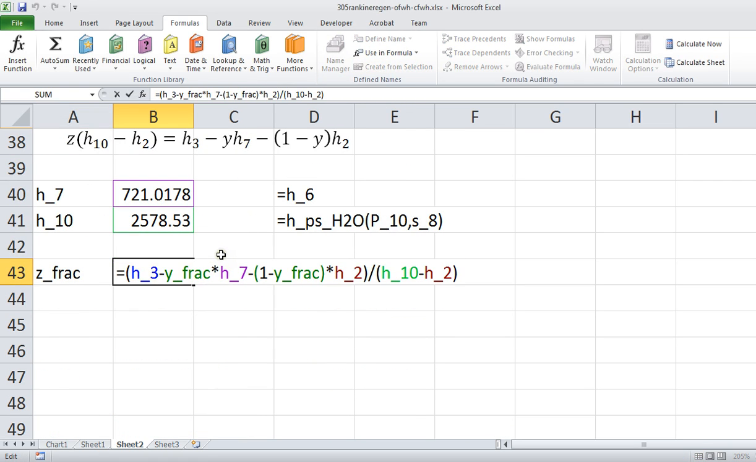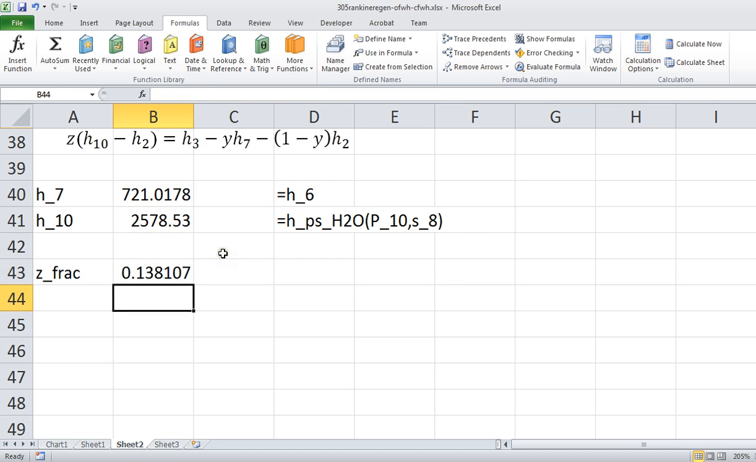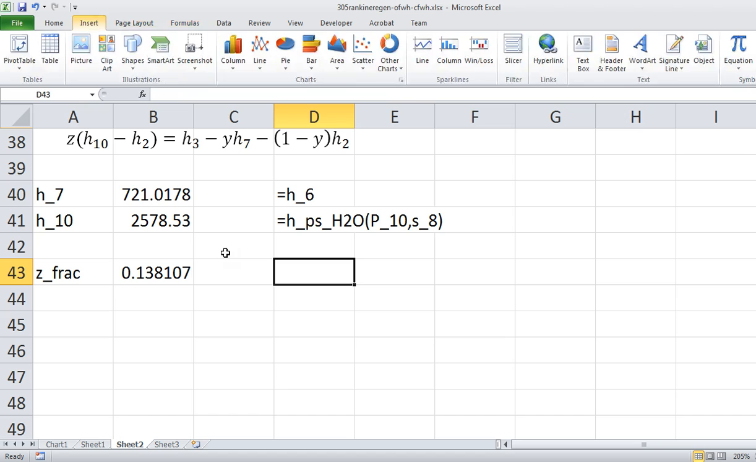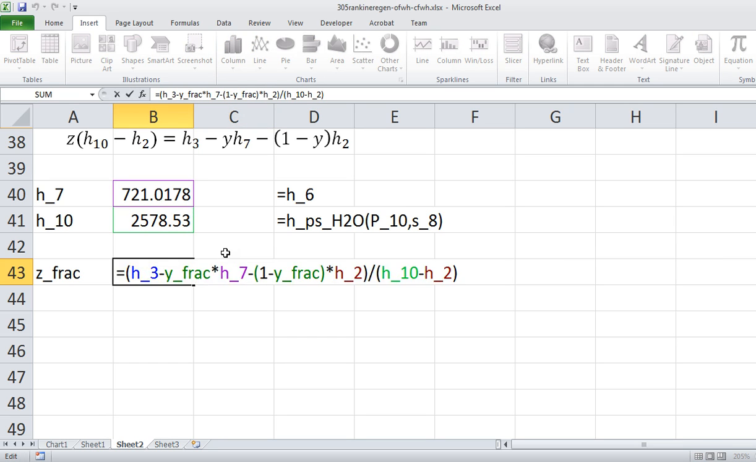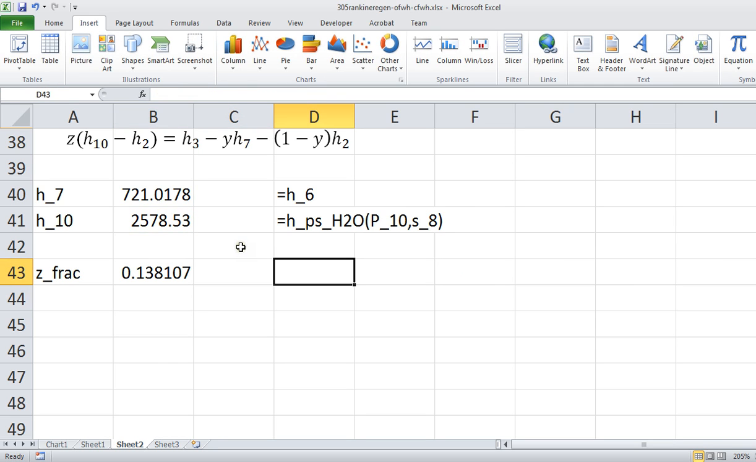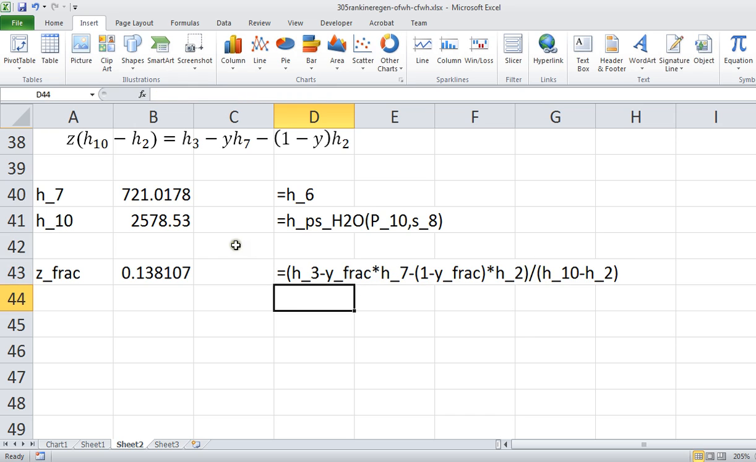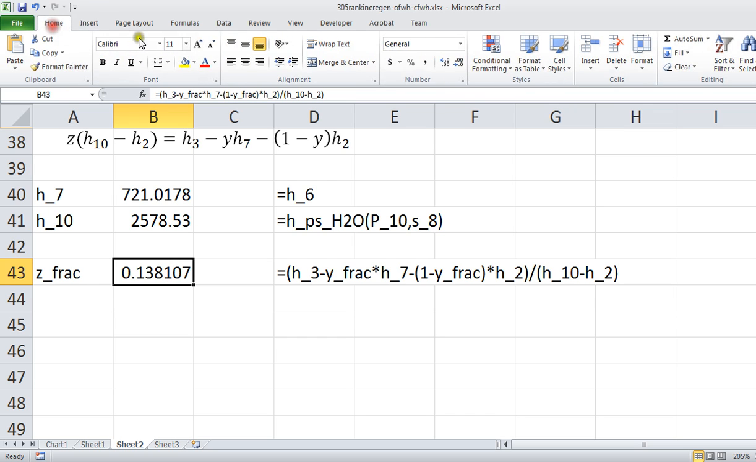Okay, so now it's saying that that fraction Z actually, sorry, little problem with my magic here, there we go, that fraction is about 14%, 13.8%. Okay, so that's the fraction Z, and we need to know that.